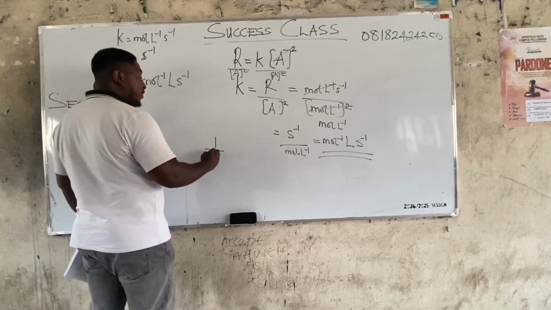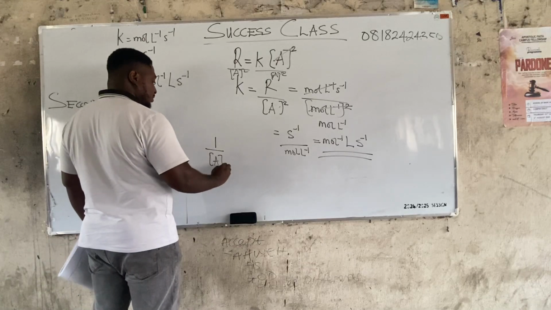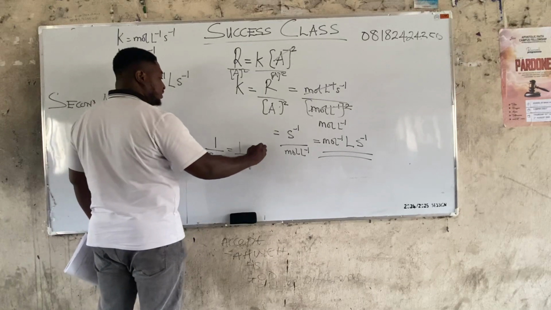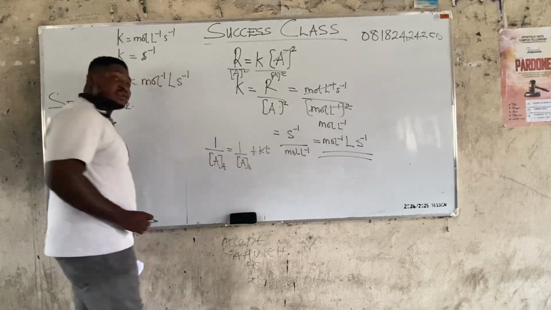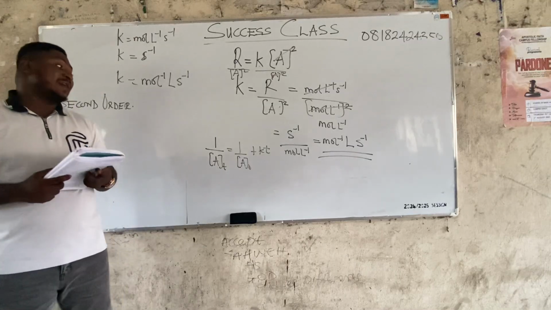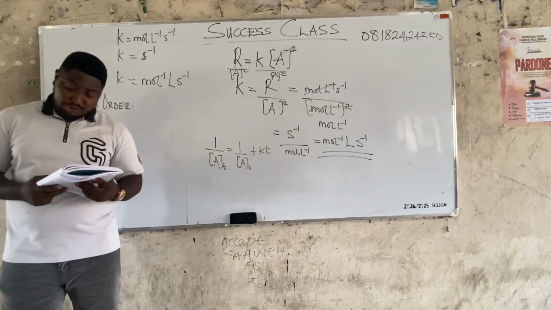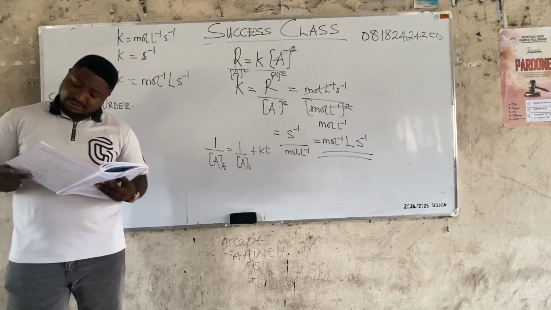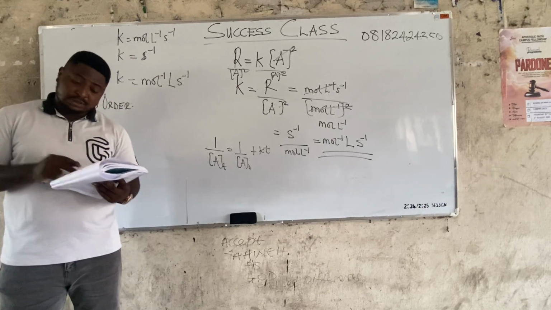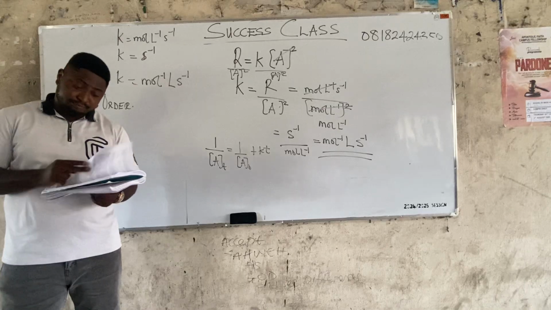Integrated rate equation for a second order reaction: 1 all over At equals 1 all over A naught plus kt. Any other thing I must say? That's all.